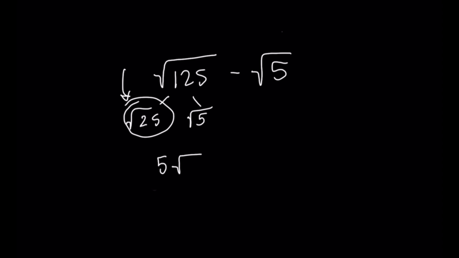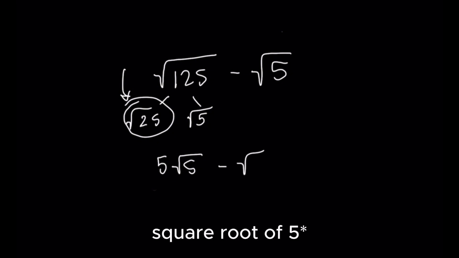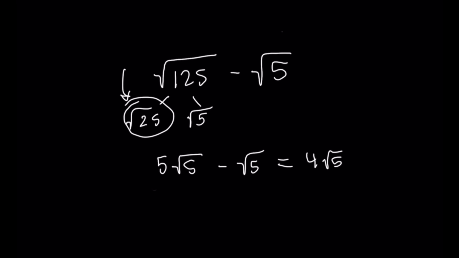So yeah, it does become a square root of 5 inside the radical. So we can subtract that. So 5 times the square root of 5 minus 5 is equal to 4 times the square root of 5, because we can see this is a 1 here, and the number stays the same inside the radical. So 4 times the square root of 5.